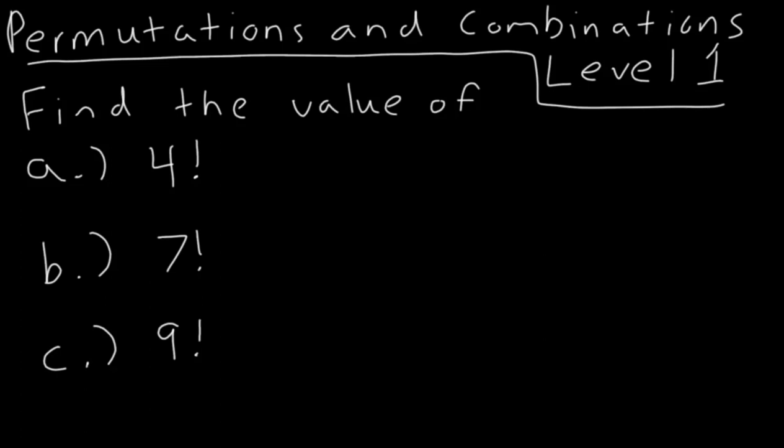Alright, welcome to Permutations and Combinations Level 1. Now, in order for us to figure out what permutations and combinations are, we first have to figure out what this exclamation mark is. This exclamation mark is actually something that we call a factorial.